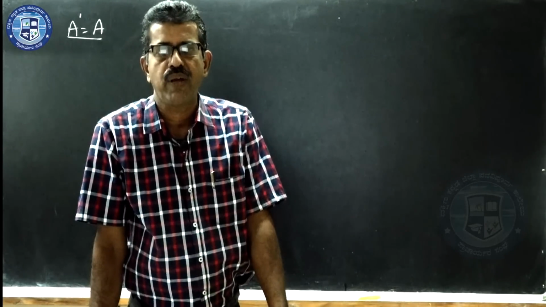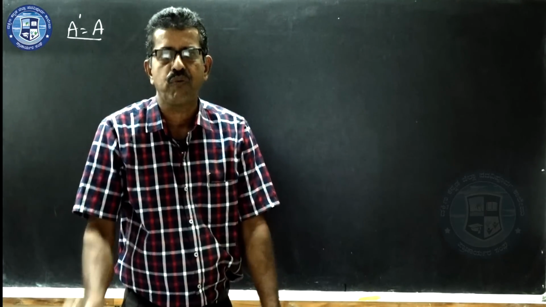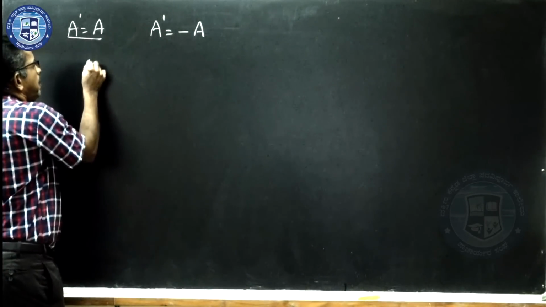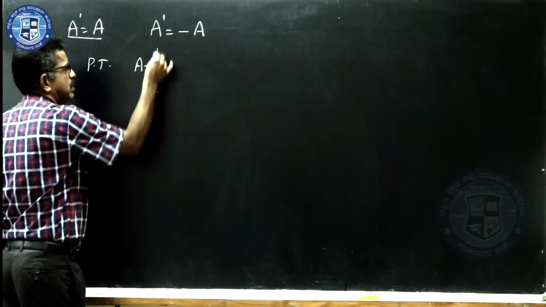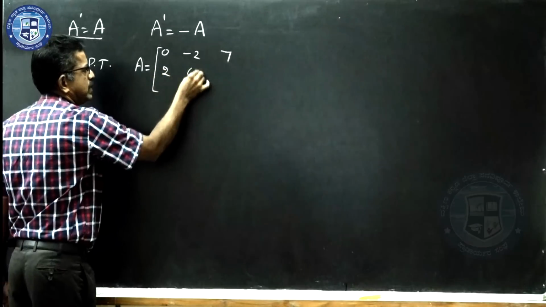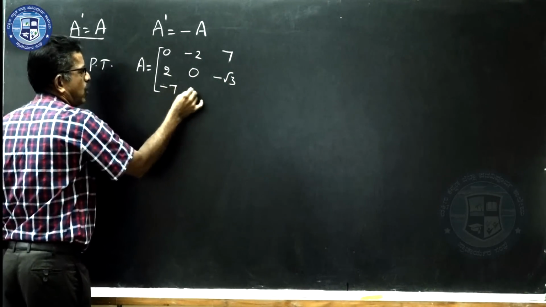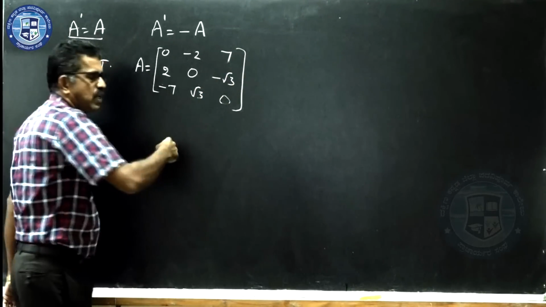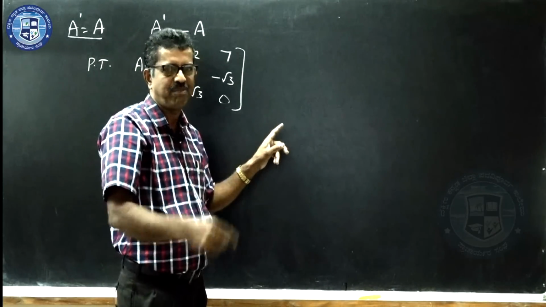In the previous class we discussed one example for a symmetric matrix. Today I will give you one simple example for a skew symmetric matrix. Prove that the matrix A is equal to 0, minus 2, 7, 2, 0, minus root 3, minus 7, root 3, 0 is skew symmetric. How can it be done?